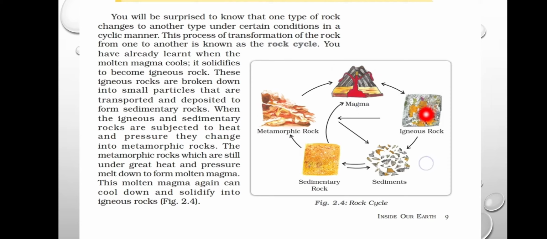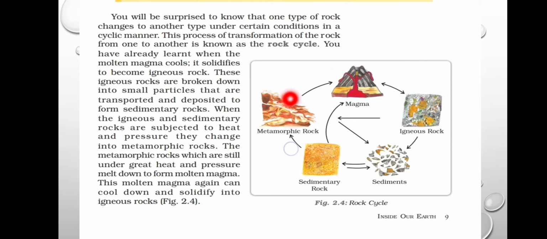Now igneous rocks break down into small particles, due to weathering and erosion. These sediments are carried away and deposited, and gradually they are formed into sedimentary rock. Now these sedimentary rocks under heat and pressure can convert into metamorphic rock. So you can see from igneous to sedimentary, sedimentary to metamorphic.